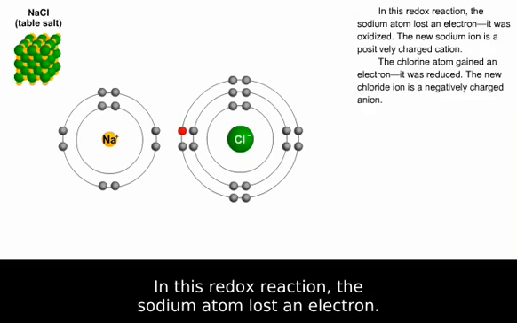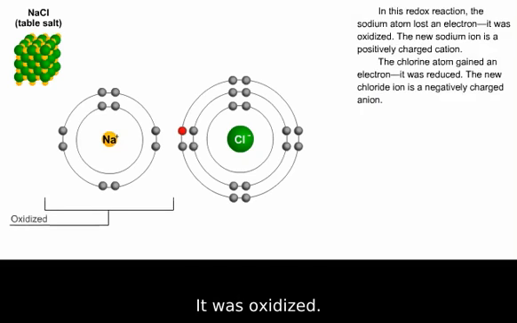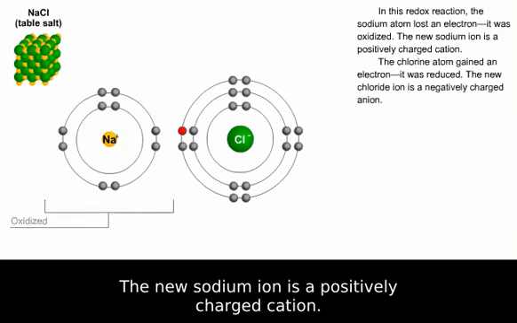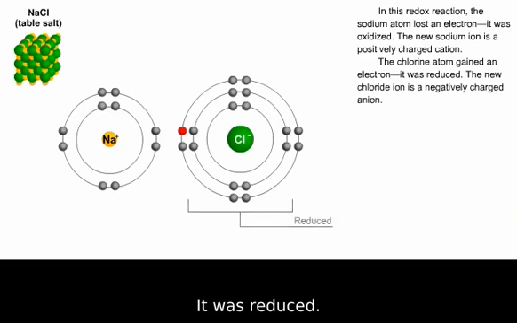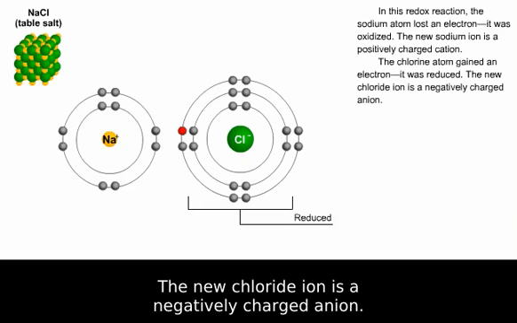In this redox reaction, the sodium atom lost an electron. It was oxidized. The new sodium ion is a positively charged cation. The chlorine atom gained an electron. It was reduced. The new chloride ion is a negatively charged anion.